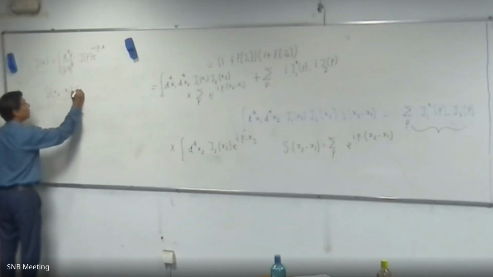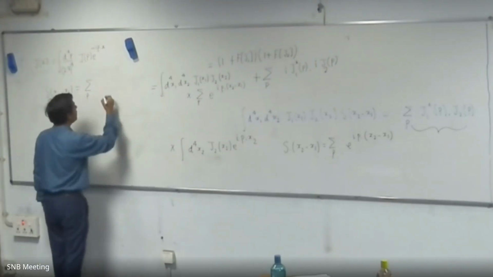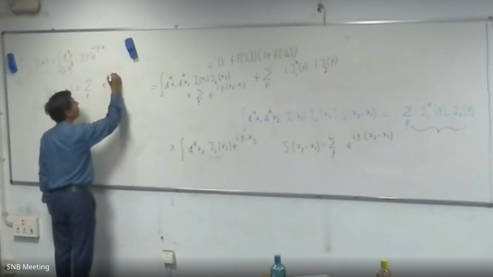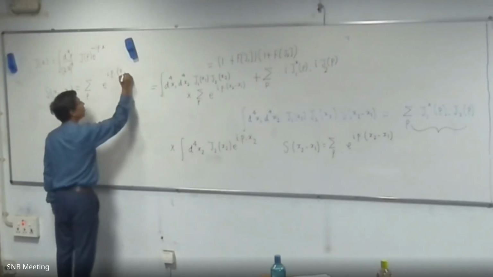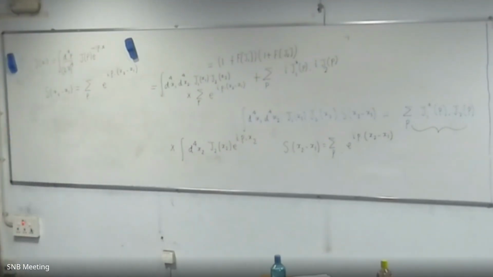is equal to summation over P e to the power of I p dot x2 minus x1. Do you have any questions, students? No questions? Everything is clear or unclear?